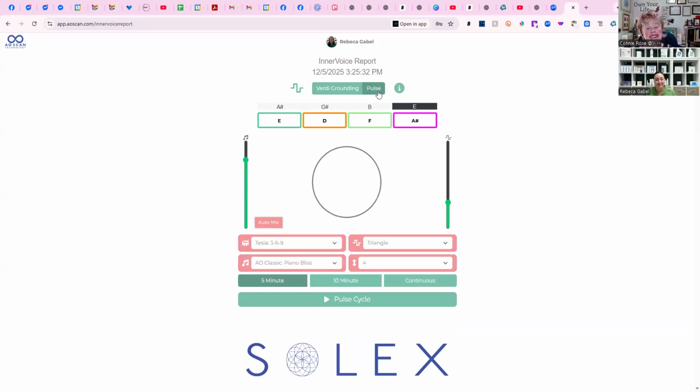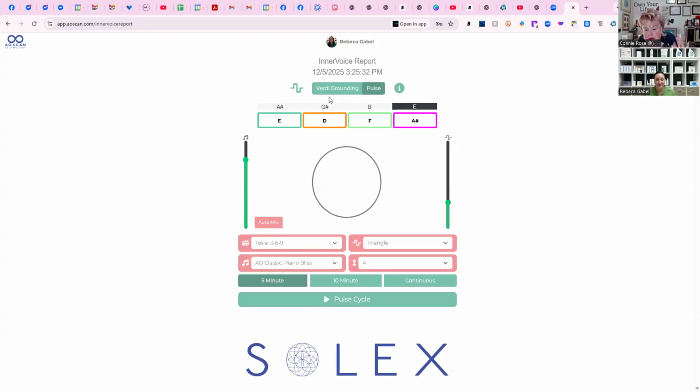Now, just like I told you with Verdi grounding, there's something in the left, something in the right, and it creates a third note in the head. Pulse does not do that. Pulse is left and right, and that's it. Just to be clear. So there's pros and cons of each, right?